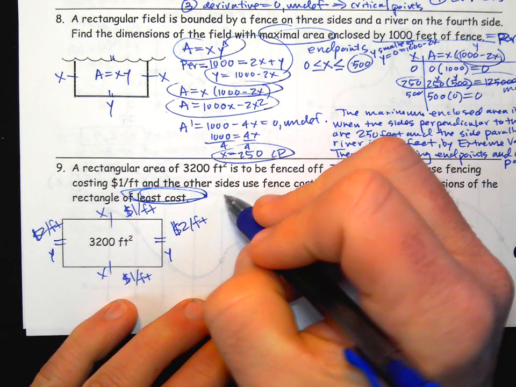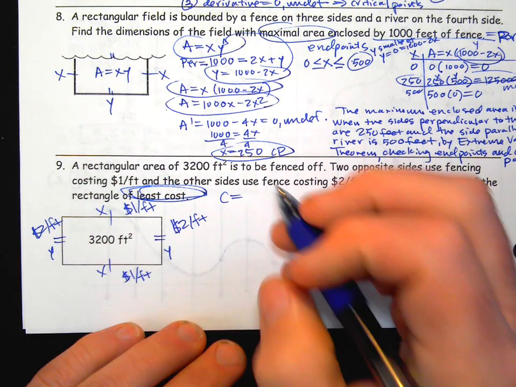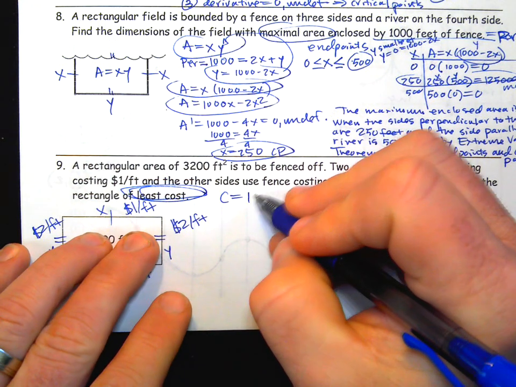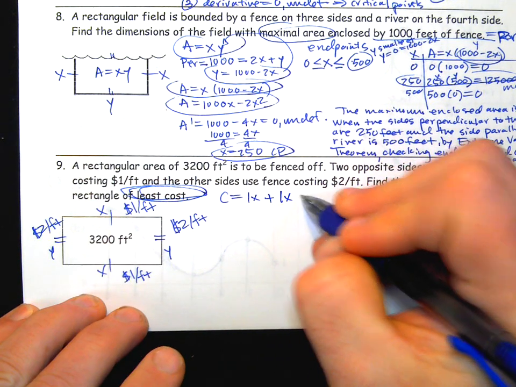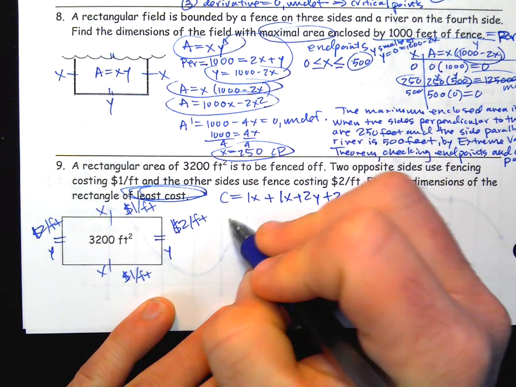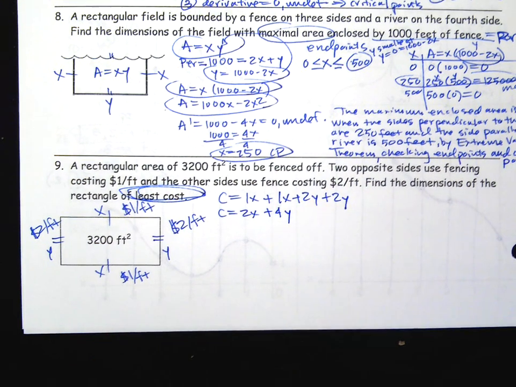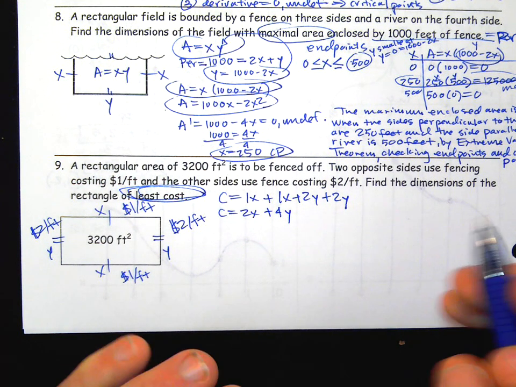So we need to come up with a cost function. Now, cost equals quantity times price. So that's going to be 1x plus 1x plus 2y plus 2y. So cost equals 2x plus 4y. All right, cool. We got an equation. Now we got to get it in terms of one variable. So there's some other restriction.